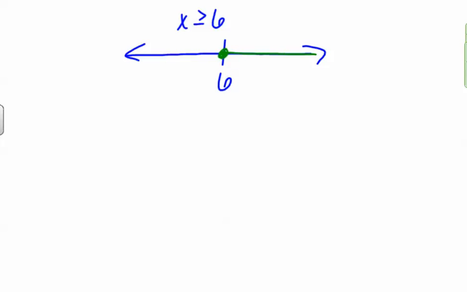Then I'm going to shade everything to the right of 6. Again, we've got to think about where this ray is going. It's going to positive infinity. To show that 6 is included in the solution set, we use a squared off bracket. And again, we always use the curved bracket in interval notation to show that we're kind of going through infinity, or through the largest numbers that we're kind of aware of.